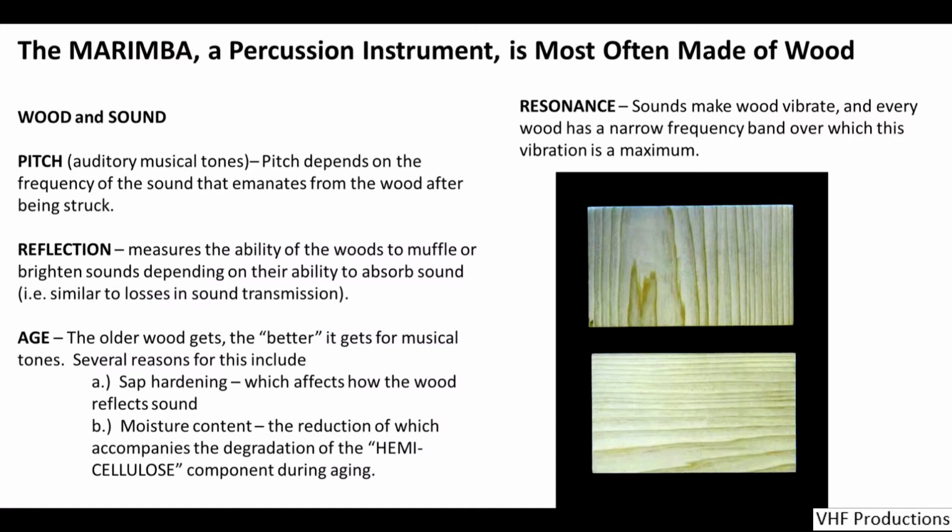So we're interested in having materials that will reflect that sound very well if we want to have a crisp, bright sound. Another aspect of wood that contributes to the pitch of the material and its reflection capability is the age of the wood. The older wood gets, the better it gets for musical tones. The sap hardens, increasing the modulus of the material, and the moisture content changes, typically reducing, which also increases the overall stiffness and hardness of the material.